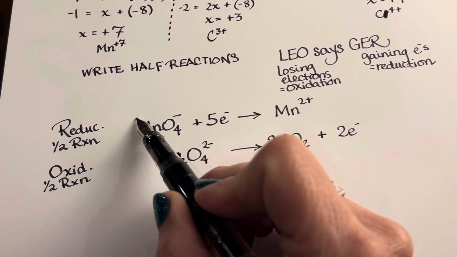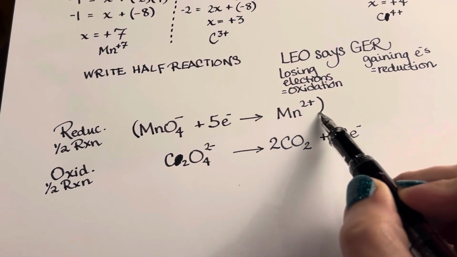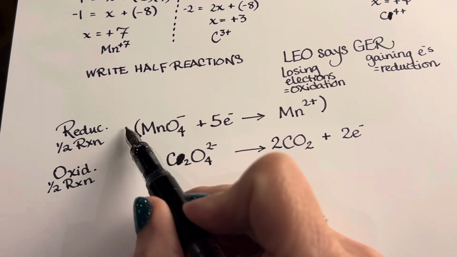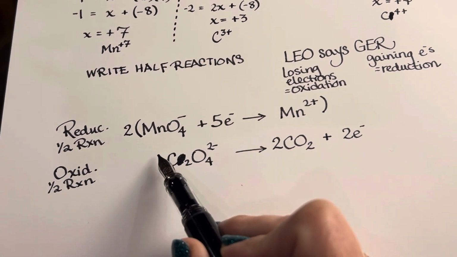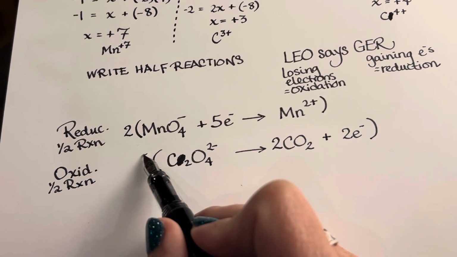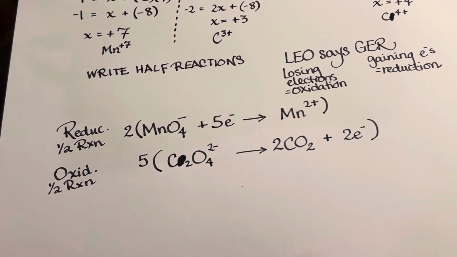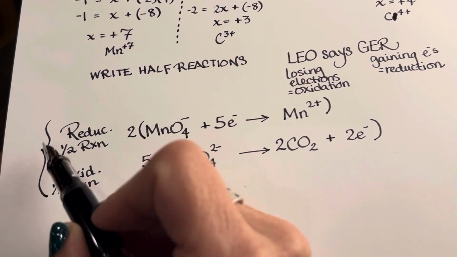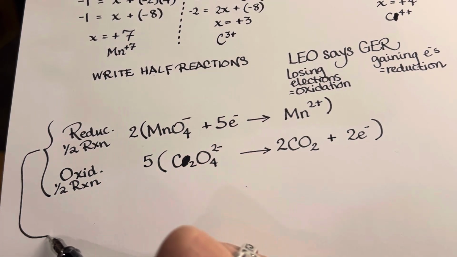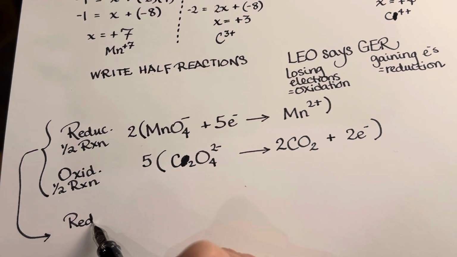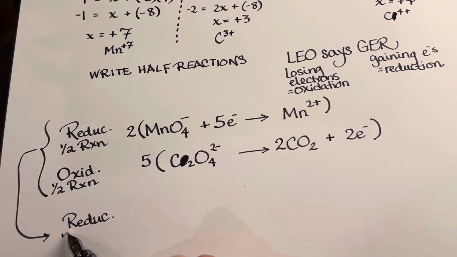So what we can do to achieve that is, if we multiply through by 2 for the reduction half reaction, and for the oxidation, we multiply through by 5. Okay, and I'll show you then what we have just achieved by doing that.